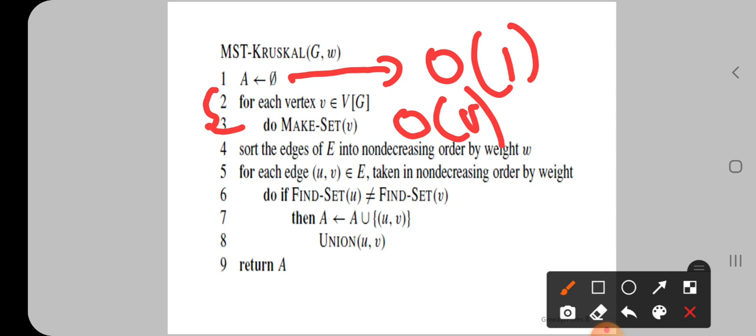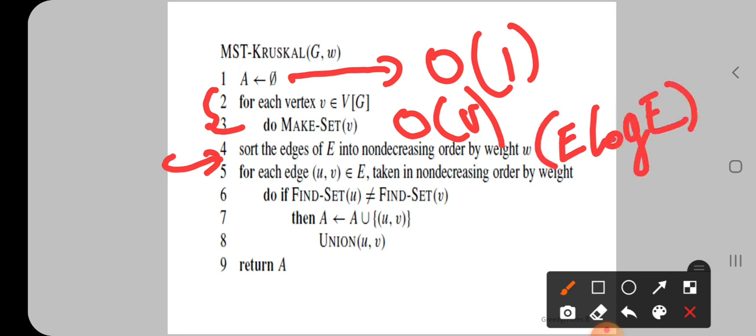We are checking all the edges. Then here we sort the edges. So sorting is a procedure, and sorting will take a time of E log E. If there are E edges, we are sorting the E edges. So E log E is the time complexity of sorting.